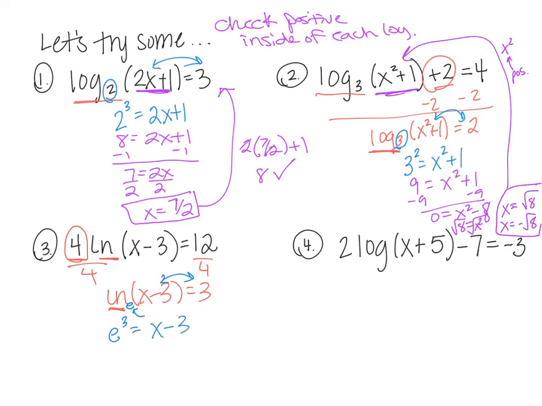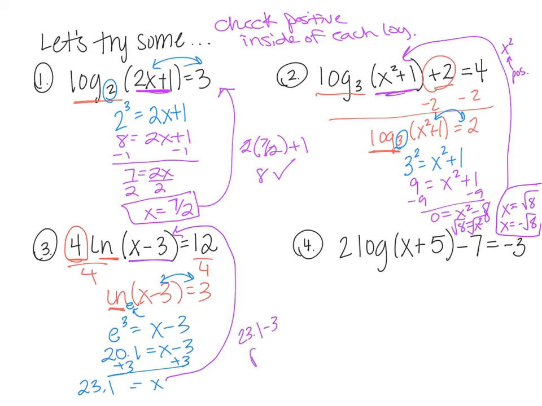Now e cubed, you're going to have to go into the calculator to get that value. So I'm going to get 20.1 equals x minus 3. Then I'm going to add that 3. So I get x equals 23.1. I want to make sure that that actually works out. So I'm going to take this back up to my original here. So 23.1 minus 3 is positive, so it will work.